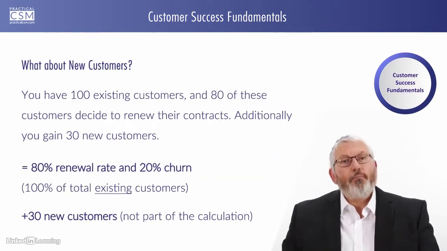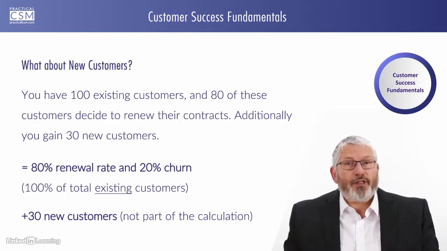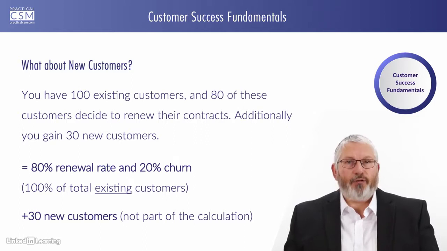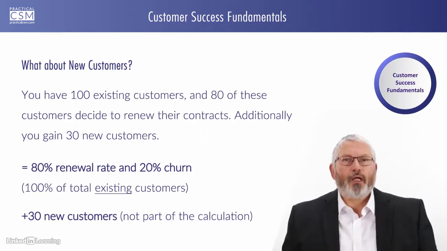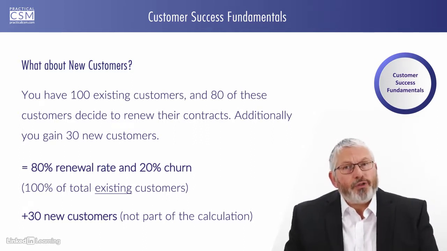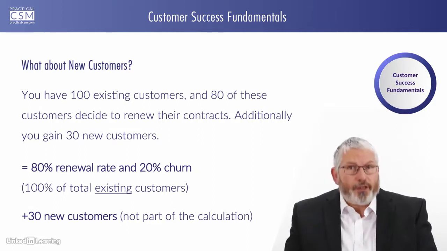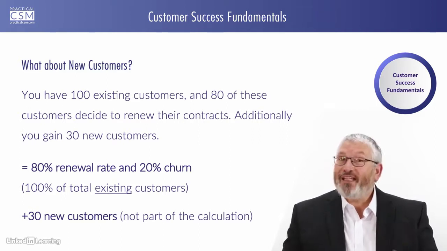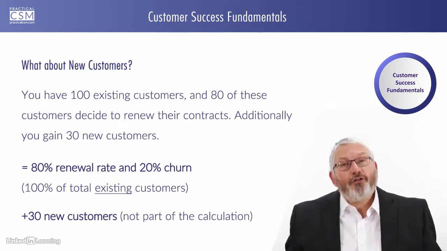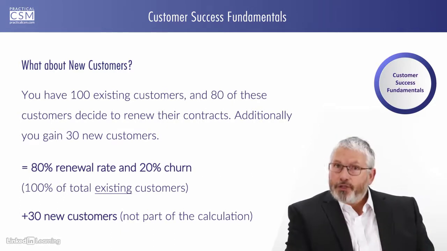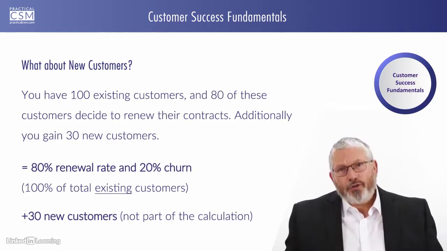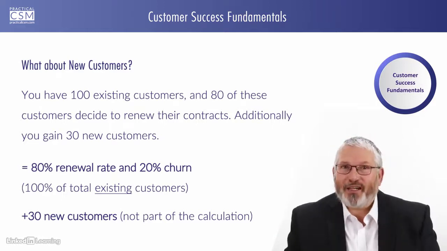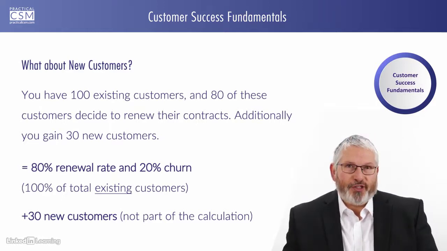For example, maybe as we said earlier, we have 100 existing customers and 80 decide to renew their contracts, giving us an 80% renewal rate and 20% churn. Perhaps in the same period, we also sell this service to a further 30 new customers. So if we lump in the 30 new contracts with the 80 renewed contracts, we end up with 110 customers compared to last year's 100 customers, which of course would give us a retention of 110% and a churn of -10%, which of course is a nonsense in itself.